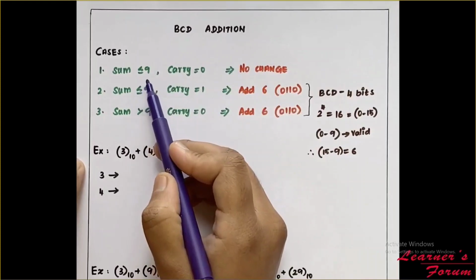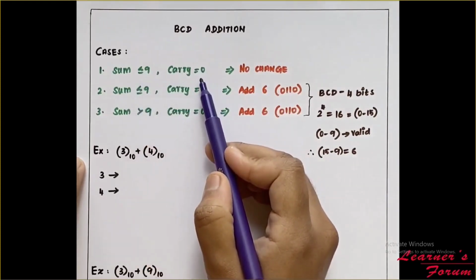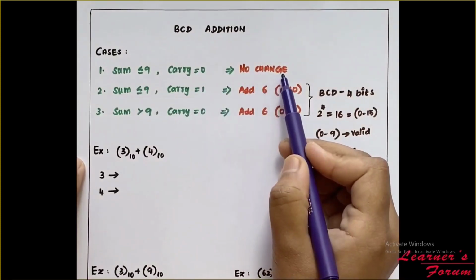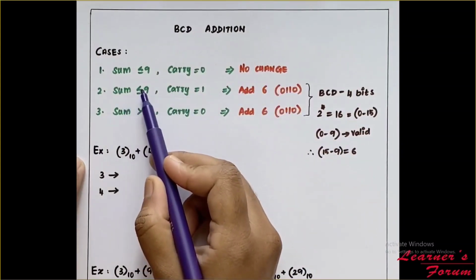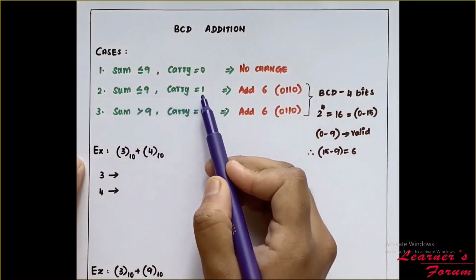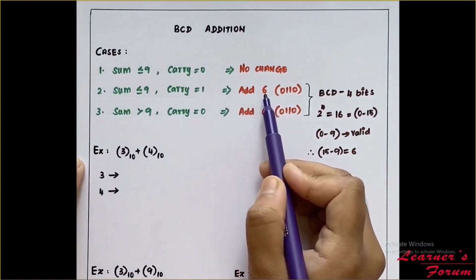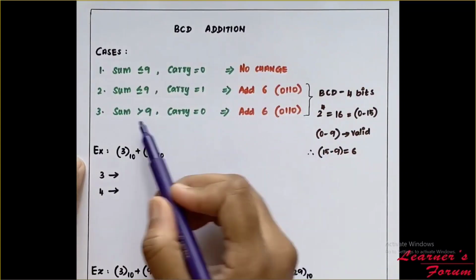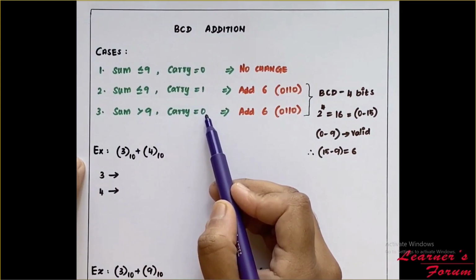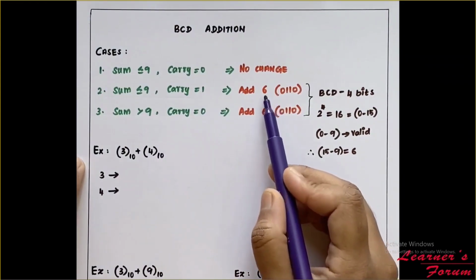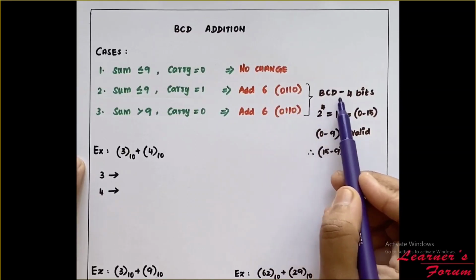So here we have three different cases. If the sum value is less than or equal to 9 and carry is equal to 0, then there is no change. We can just perform the normal addition operation. In case the sum is less than or equal to 9 and carry is equal to 1, then we have to add 6, that is the value 0110, to the value. Next, for sum greater than 9 and carry equal to 0, again we have to add 6, that is 0110. So for these conditions we have to add 6.